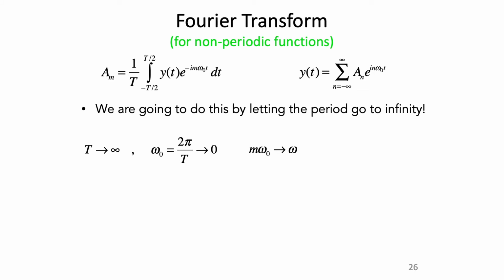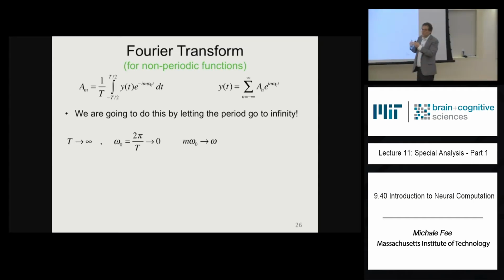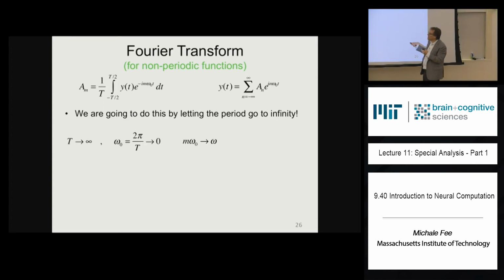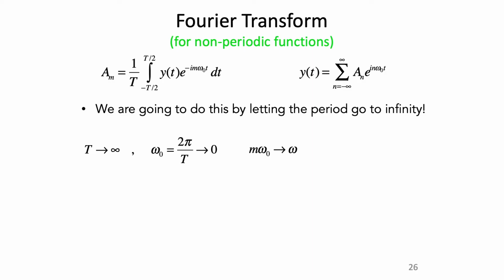Now, in the discrete case, the frequency is just that number, n times omega naught. Well, omega naught is going to 0, but the m's are getting really big. So we're just going to call that omega. The omega naughts are going to 0, so the m's are getting infinitely big. So we can't really use m anymore, or n, to label our frequency steps. So we're just going to use omega.